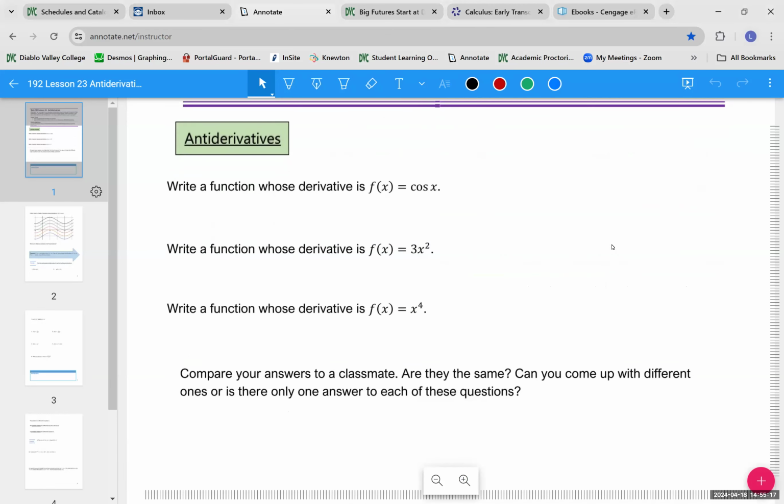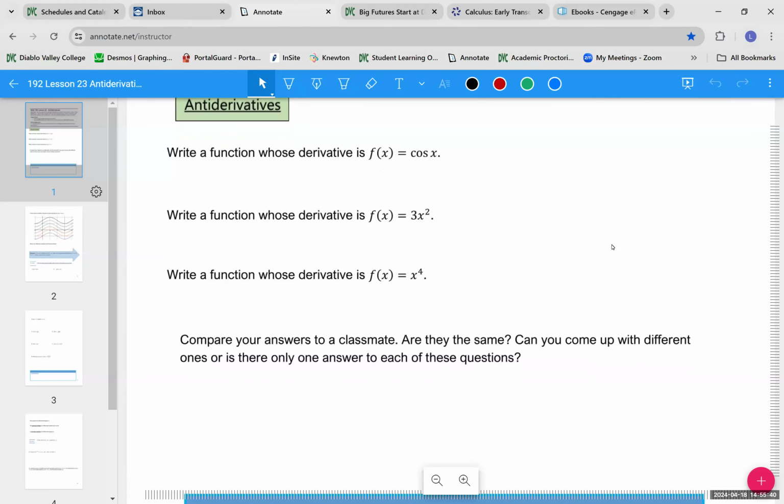So I'm going to start by asking a couple of questions. I want to write down a function whose derivative is f of x equals cosine x, or write a function whose derivative is f of x equals 3x squared. Or the last one, write a function whose derivative is x to the fourth. So we all should be able to come up with at least one function. I'm going to call them capital F of x.